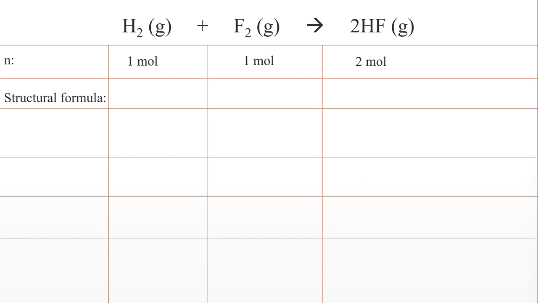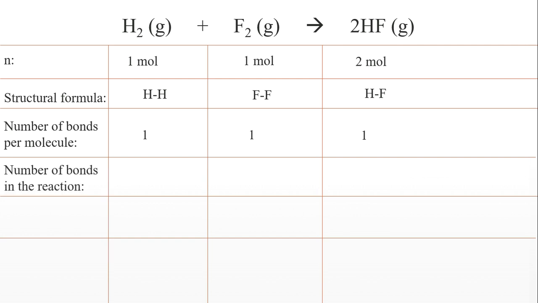Right. Then the next step would be to write down the structural formula of the molecules. We can do that like this. Very basic, simple molecules, because this is me introducing a new concept to you. Then we can write down how many bonds we have per molecule. Again, simple molecules. We only have 1 bond per H2 molecule, 1 bond per F2 molecule, and 1 bond per HF, so 1 bond per hydrogen fluoride molecule.